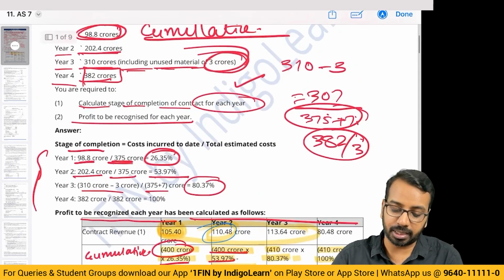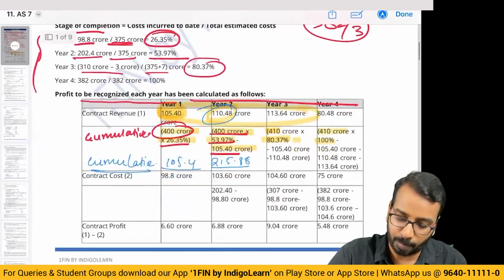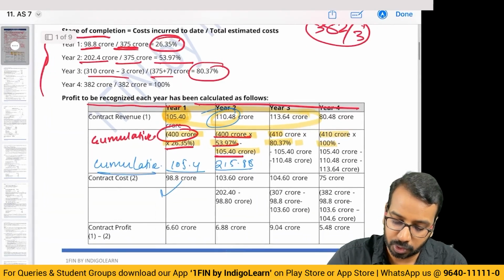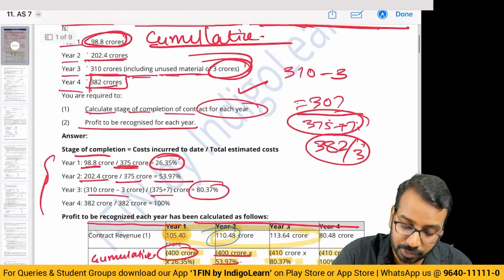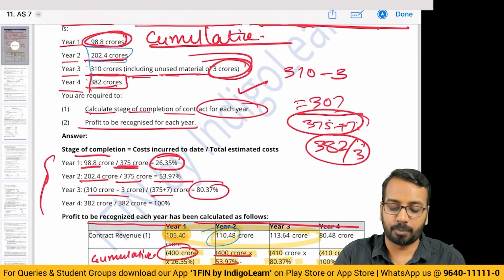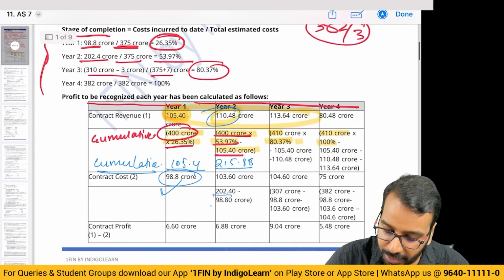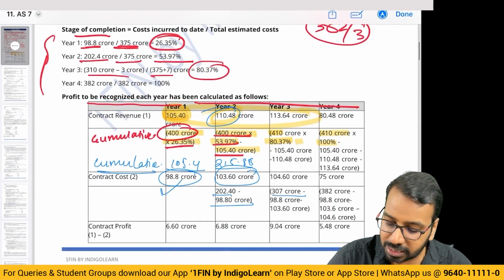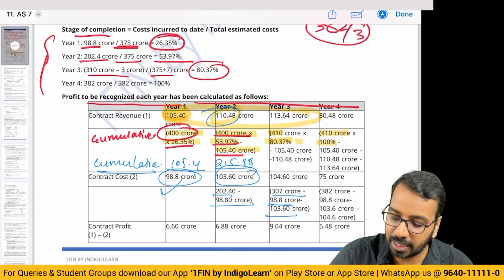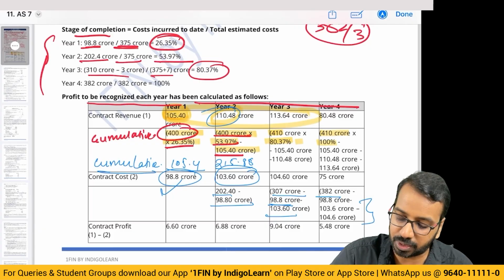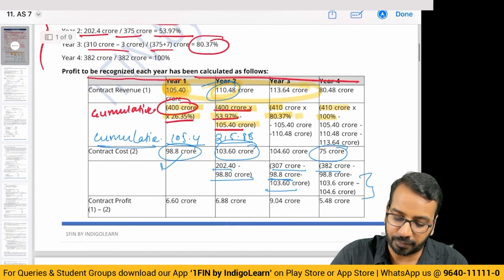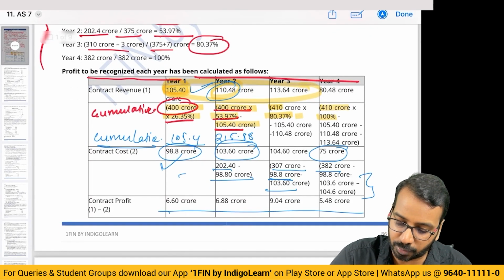Then contract cost incurred, directly you can pick it up from here. 98.8 for the first year. Now second year, don't take again 202.4. This is cumulative. 202 minus 98.8, 307 minus 108.8, 98.8 minus 103, and lastly 382 minus whatever has been recognized. This is 75. Profit is revenue minus cost. This is the profit to be recognized.